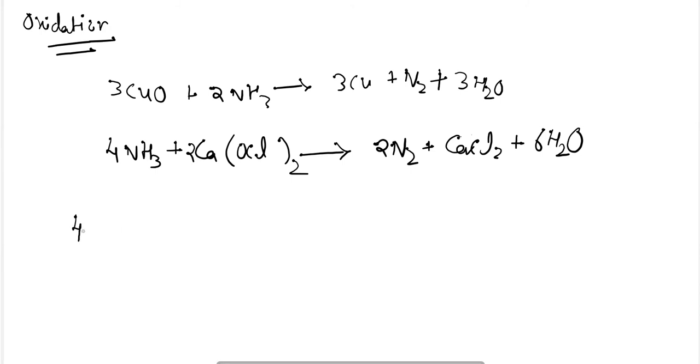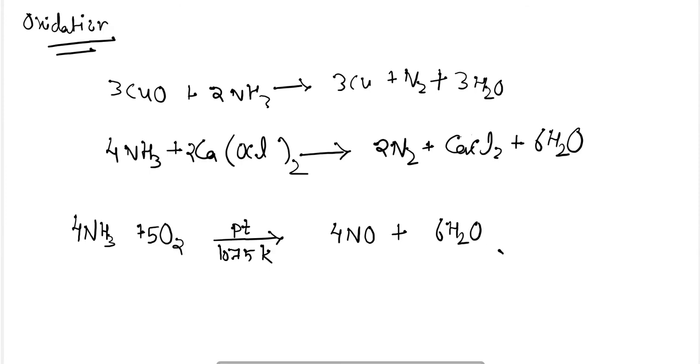Similarly, we can directly oxidize ammonia by taking the catalyst, that is platinum, and heating it at 1075 degrees in the presence of air. Here 4 nitric oxide and 6 H2O will be formed. This reaction is nothing other than Ostwald's process.